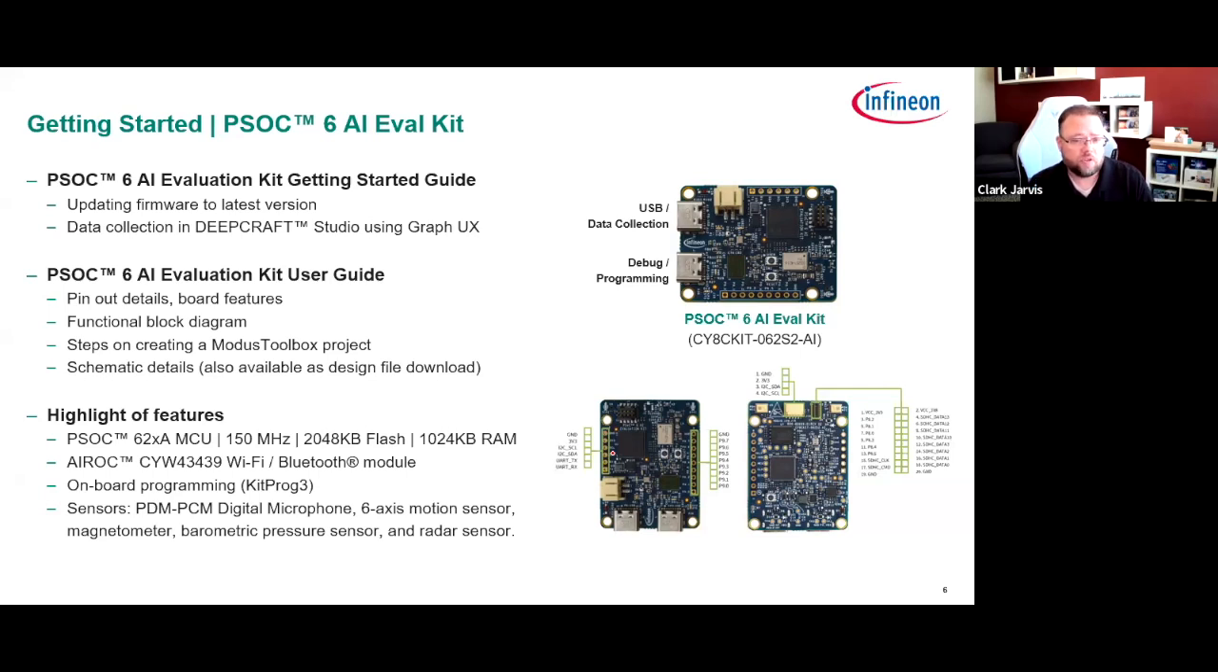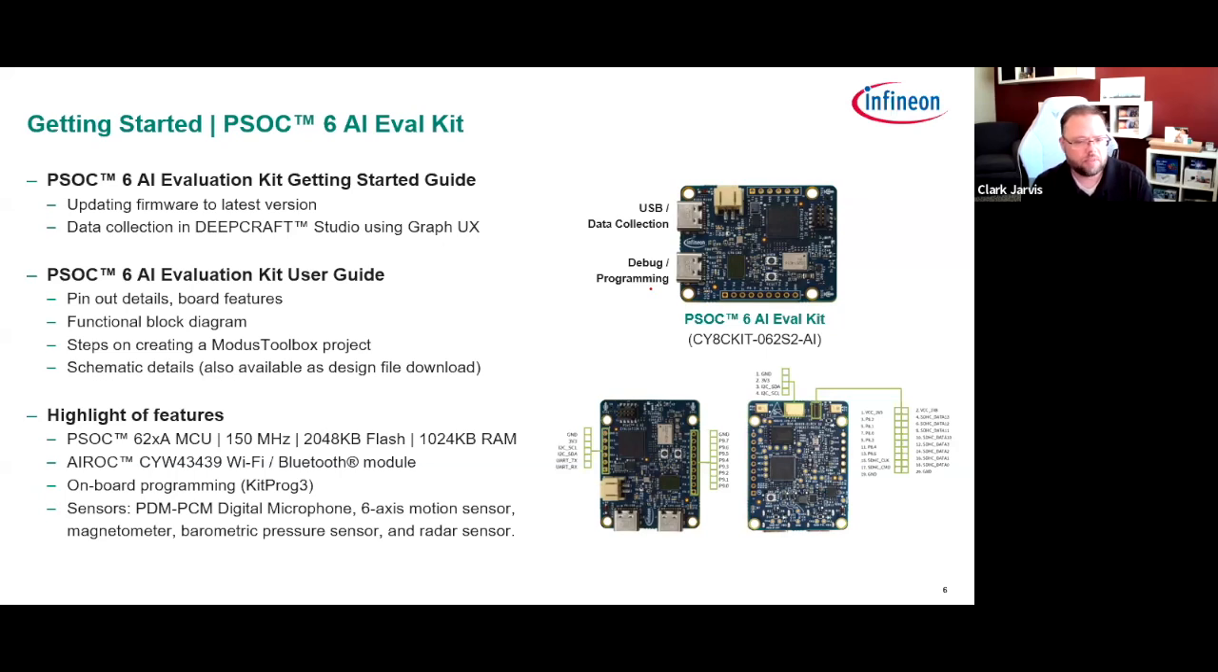A few features of the board itself: it is based on a PSOC 6.2 MCU. This is running at 150 megahertz, has 2 meg flash and 1 meg of SRAM. There is connectivity on the board. This is done using an Arocc CYW43439 device. This includes both Wi-Fi and Bluetooth. And then there will be example projects inside of Modus Toolbox on using the connectivity. It does have an onboard debugger, so you're able to connect directly to the USB through the bottom USB connector here and program the device directly through USB.